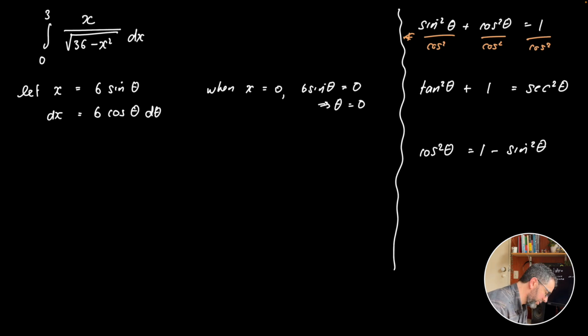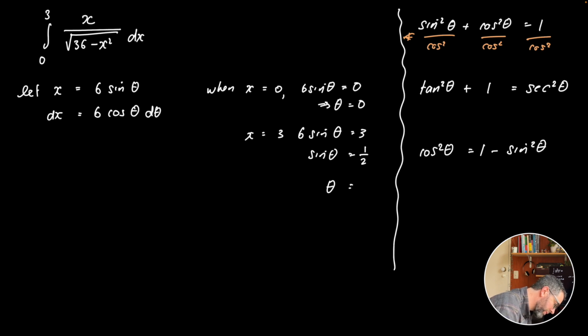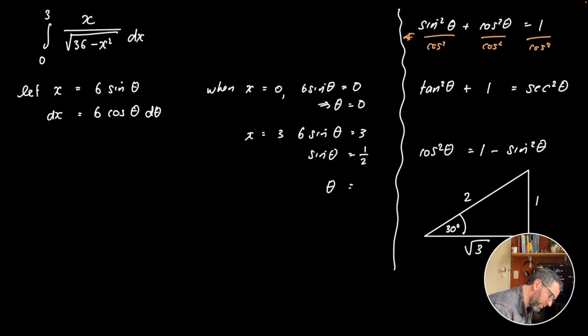This is for my limits of integration because I need to turn them into thetas as well. And when x equals 3, we have 6 sine theta equals 3, which means sine theta equals 1/2, which means theta equals, now remember our special triangle, this is the one with the half in it, is this one here where we've got 1, 2, and root 3, and that is 30 degrees. So sine theta equals 1/2, opposite over hypotenuse. That means theta is 30 degrees, which is pi over 6 radians.